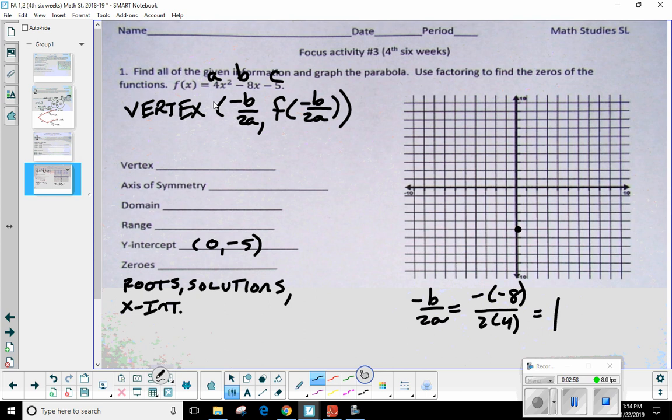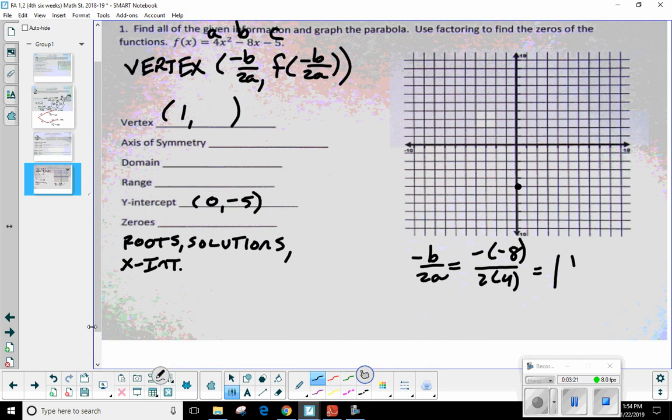Okay. So I know in my vertex, what are we dealing with here? A maximum or a minimum? A minimum. Okay, that's the y value of your vertex of a quadratic. But because it opens up, that means the minimum is going to be the range value. So let's go ahead and figure out what that is. I'm now going to take this 1, and I'm going to plug it in my function everywhere I have an x. So 4x squared becomes 1 squared, minus 8x, minus 8 times 1, and then minus 5.